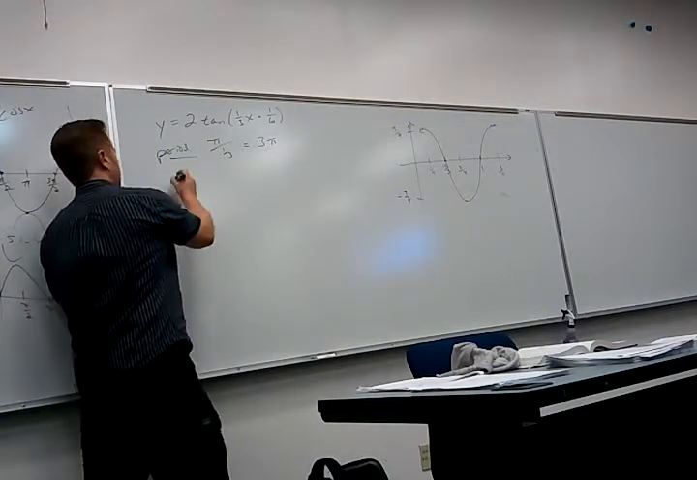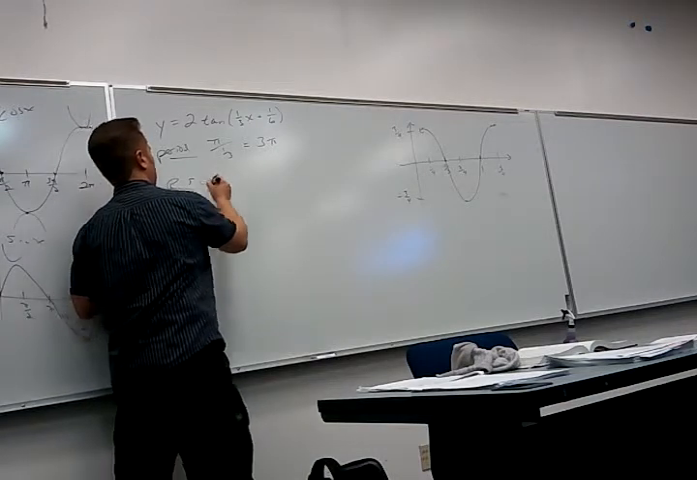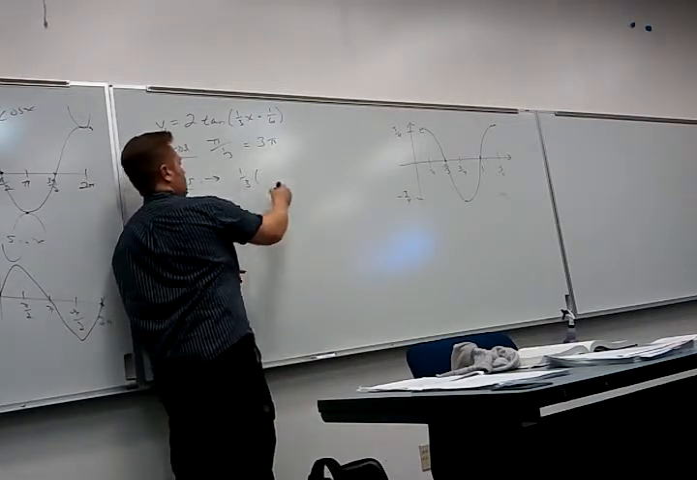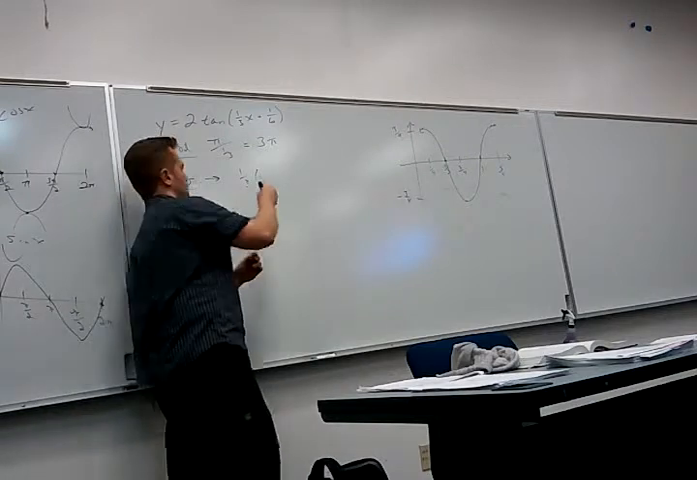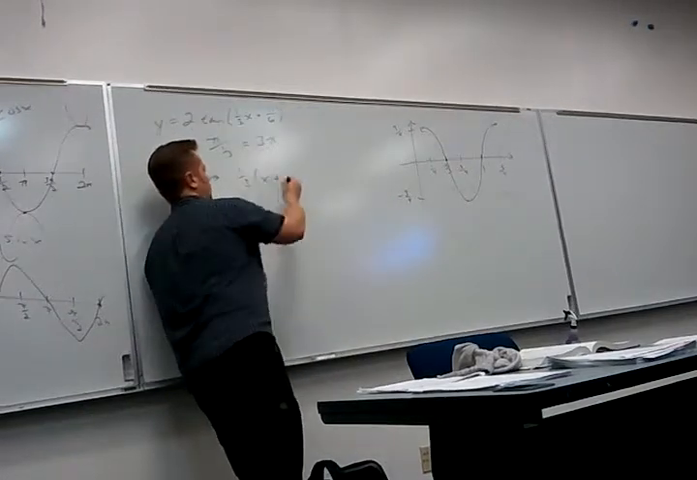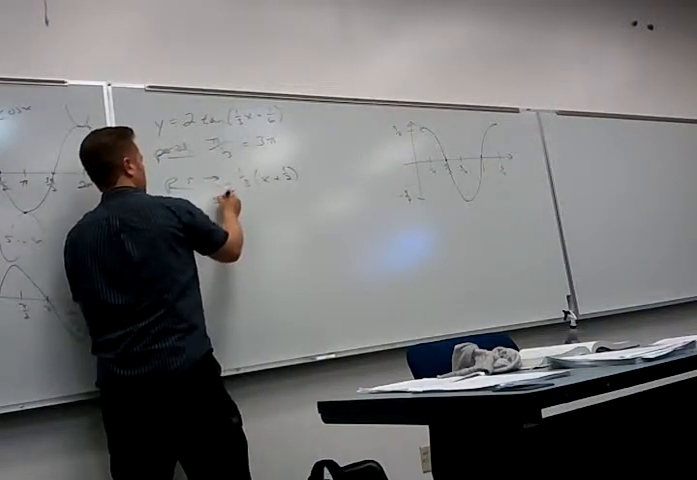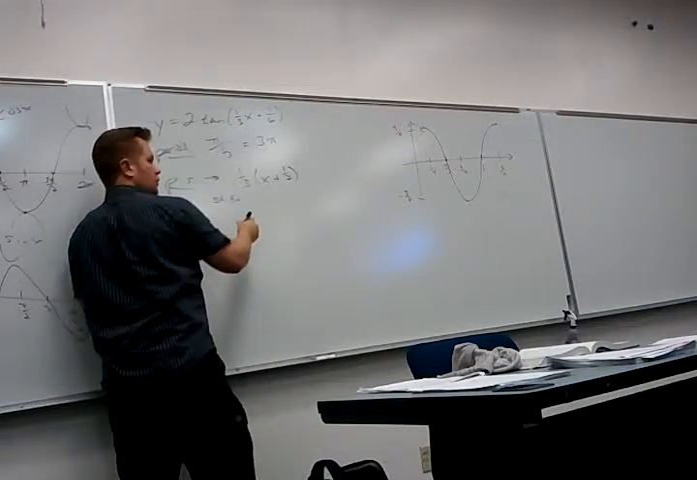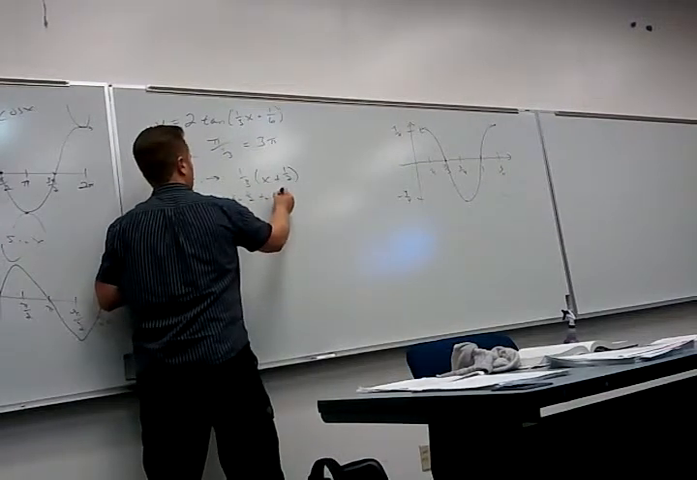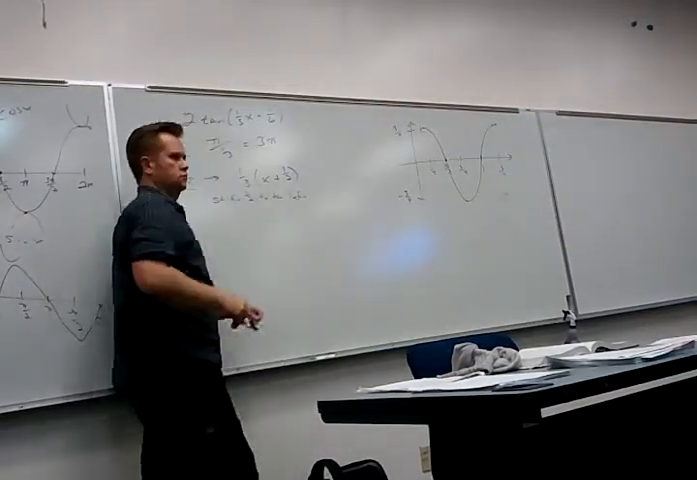And how do I get the phase shift? Take that 1/3 out just like last time, right? So it'll be x plus 1/2. So just shift by 1/2 to the left. Okay.